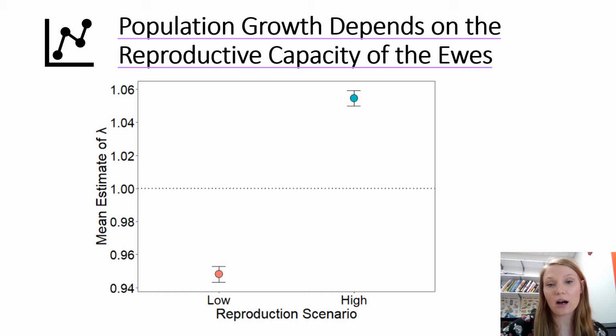And when we look at our lambda values, we see that under that high reproductive scenario, we're expecting to see our population increase by about 5% each year, which is good news. And again, with that low reproductive scenario, we would expect to see our population decline by about 5% each year. So we have quite a bit of range here between that low and high, but our actual value for percent reproducing is probably going to keep us right up here above that vital 1 where we have a stable population.